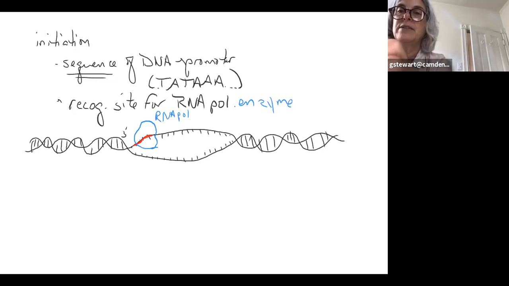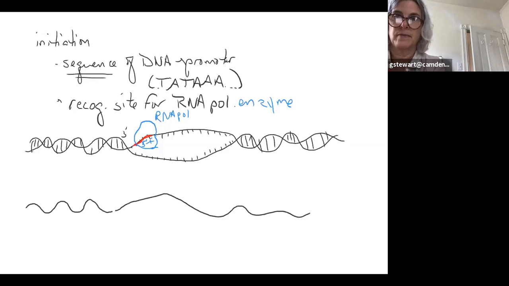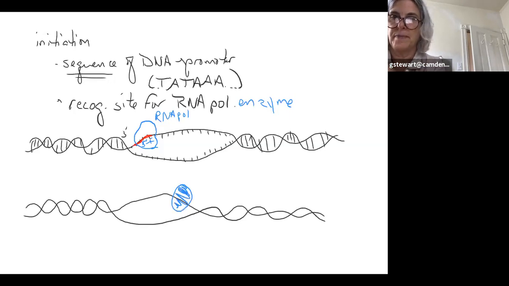All right, it's going to bind to the promoter, and then it's going to start making a complementary copy, 5' to 3'. So if this is an A, it's going to put a U there. If it's a G, it's going to put a C. And the time-lapse picture of this shows RNA polymerase here and a new piece of RNA being produced.